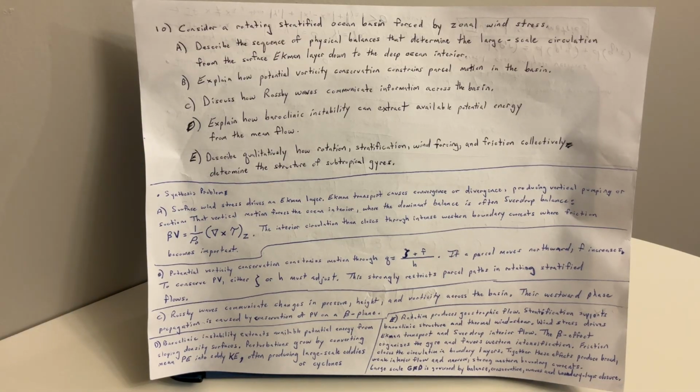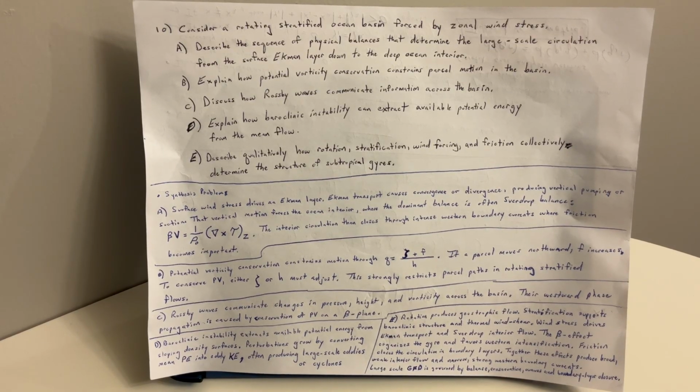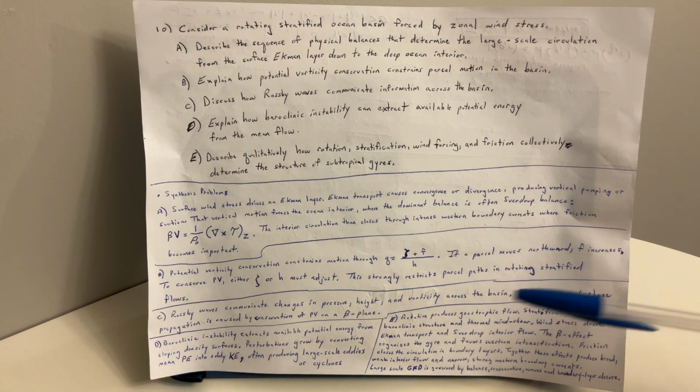Part D, explain how baroclinic instability can extract available potential energy from the mean flow. So, baroclinic instability extracts available potential energy from sloping density surfaces. Perturbations grow by converting mean potential energy into eddy kinetic energy, often producing large-scale eddies or cyclones. Okay, and final component here, letter E, describe qualitatively how rotation, stratification, wind forcing, and friction collectively determine the structure of subtropical gyres. So down here is letter E.